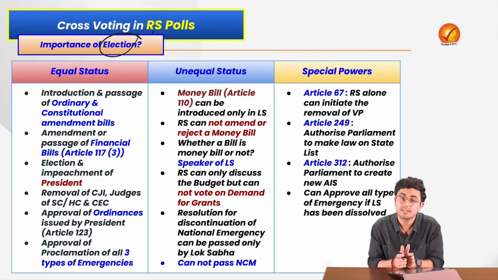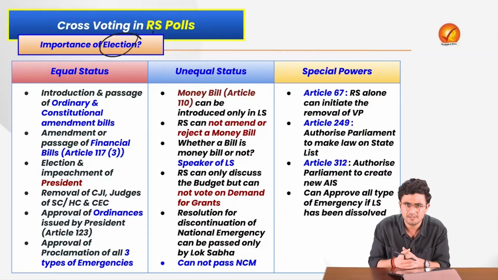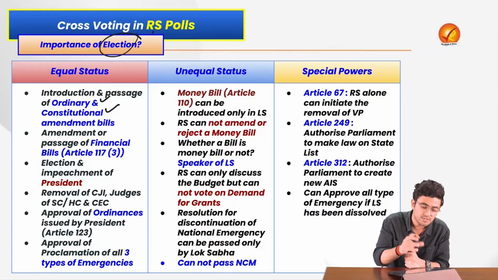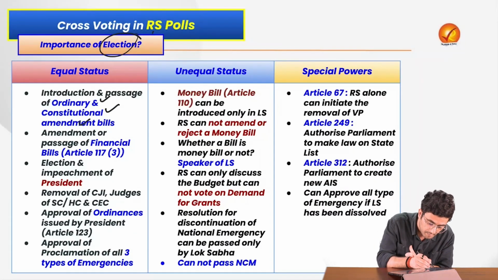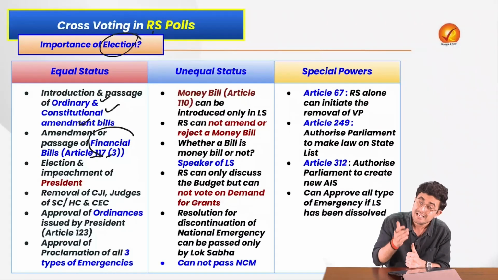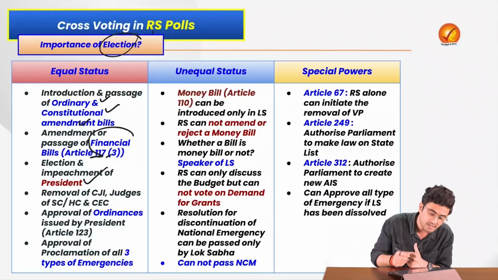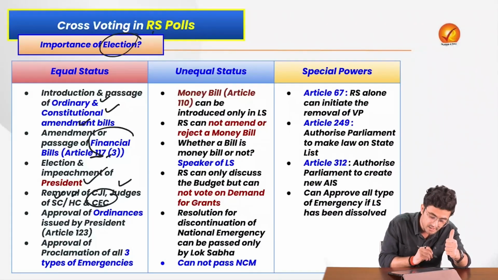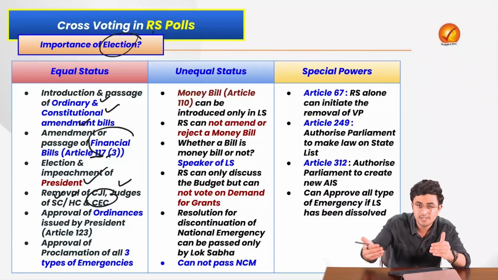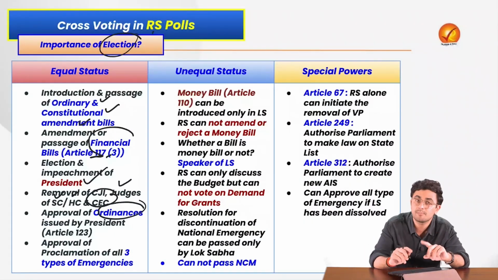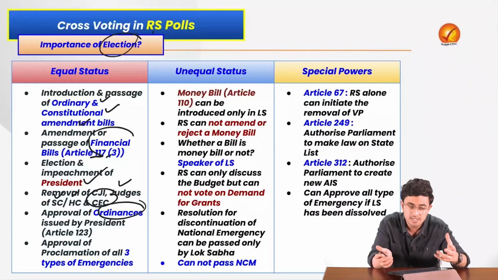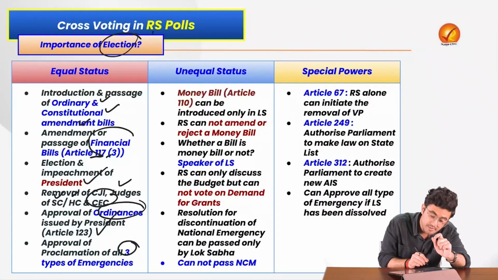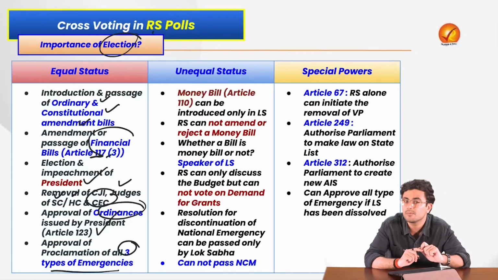There are certain cases where Rajya Sabha has equal status just like Lok Sabha. For example, in the introduction and passage of ordinary and constitutional amendment bills, or in the amendment or passage of financial bills, in the election as well as the impeachment of the president, and to remove, keep this in mind, the Chief Justice of India, judges of Supreme Court and High Court, and the Chief Election Commissioner. If there has to be an approval of the ordinances passed by the president under Article 123 of the Constitution, then both Rajya Sabha and Lok Sabha have equal powers. The same holds in the approval of the proclamation of all 3 types of emergencies.